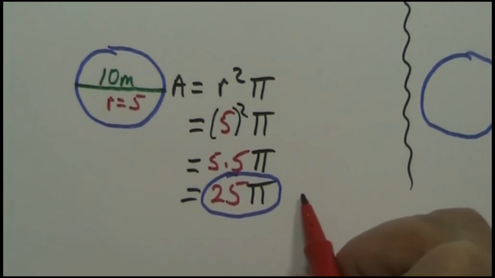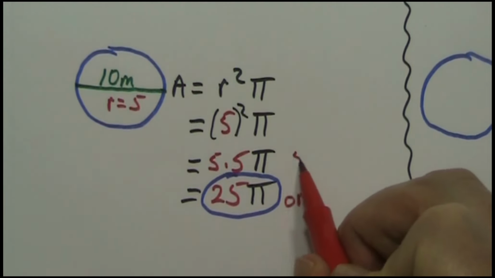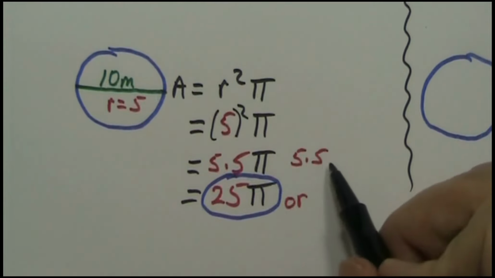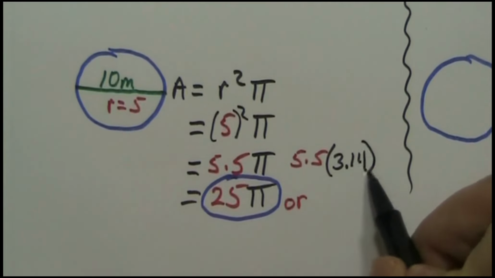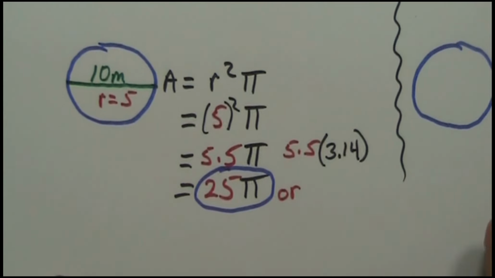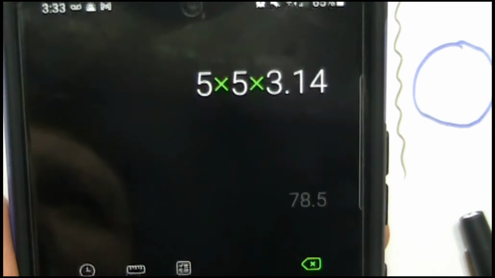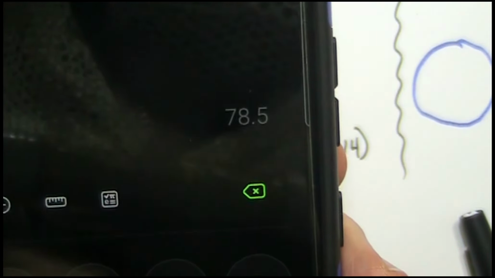And if you want to write that out, you can. I'm going to write it out. 5 times 5 times 3.14. And you would put that in the calculator. So 5 times 5 times 3.14, and I have 78.5.